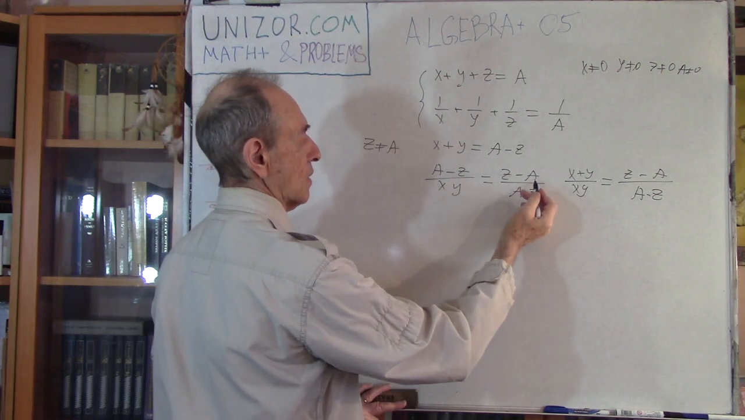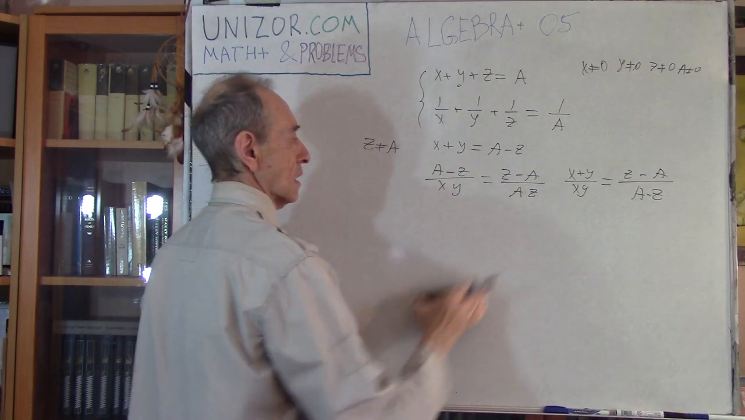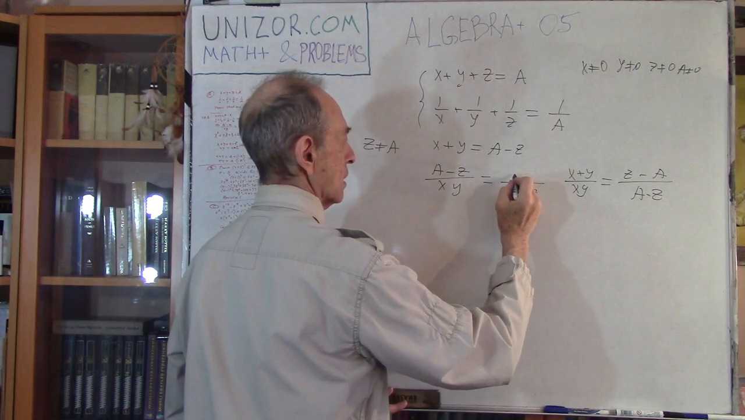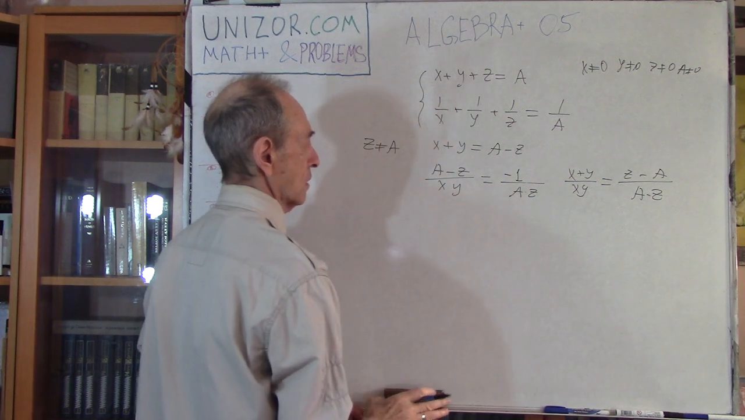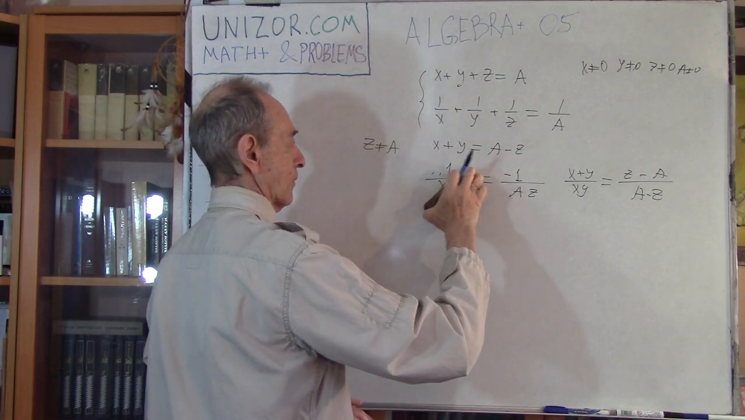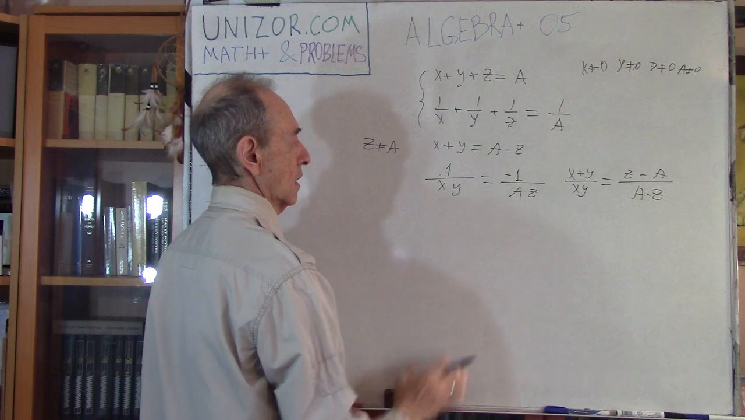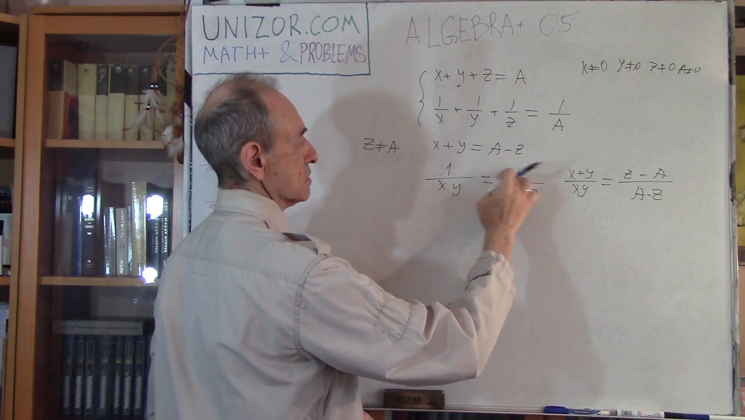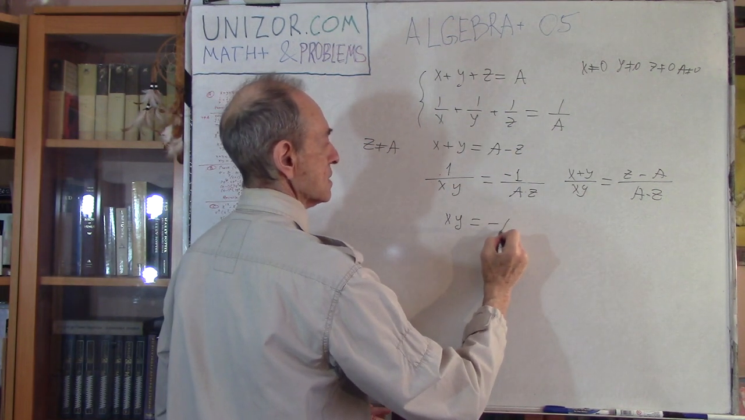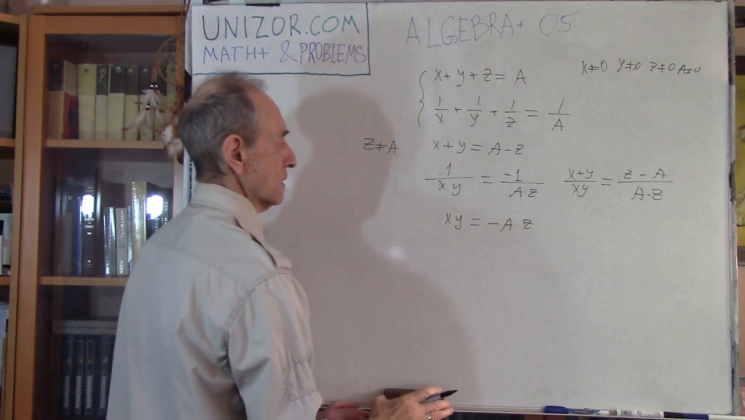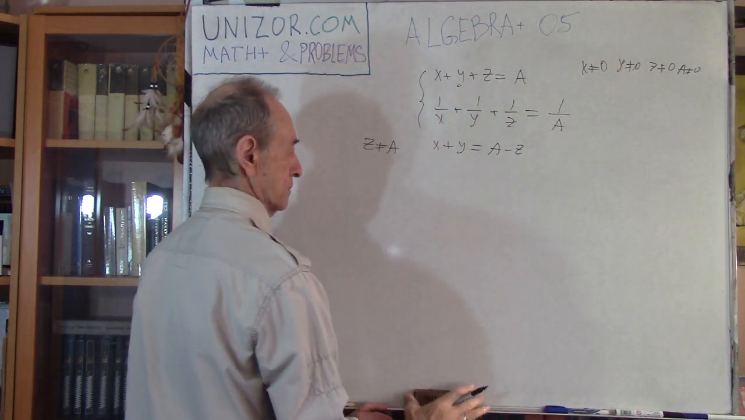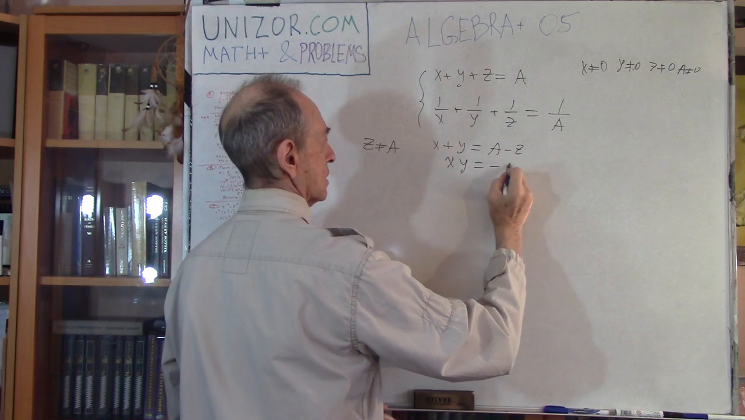Now, A minus Z and Z minus A, right? So I can always reduce them. I assume Z is not equal to A, so I will put 1 here, minus 1 here, and plus here. Okay? So I just reduce it by A minus Z. It was A minus Z here, and Z minus A here, so that's why it's minus 1. Now I can reverse it, and I will have that XY is equal to minus AZ. And that's basically everything which I need right now. XY is equal to minus AZ.